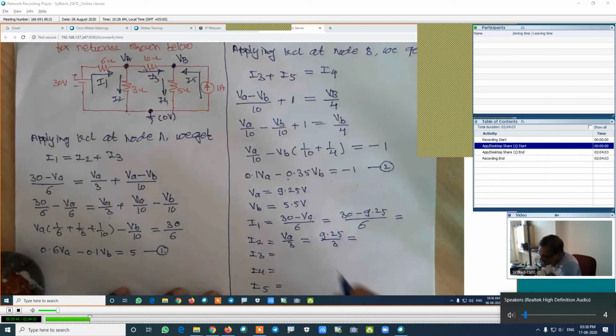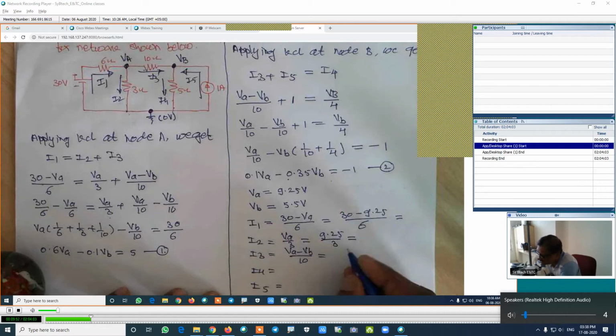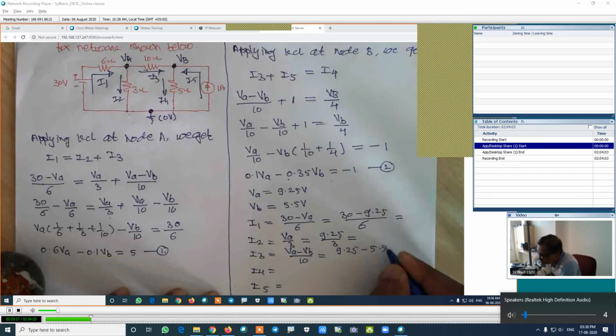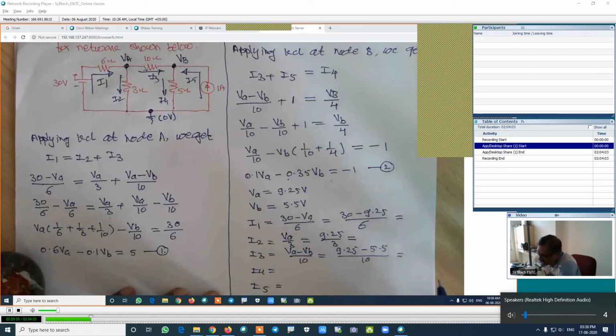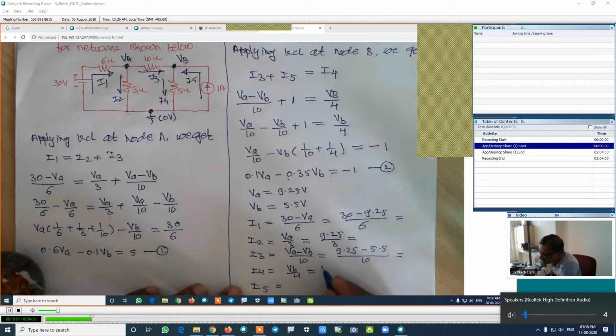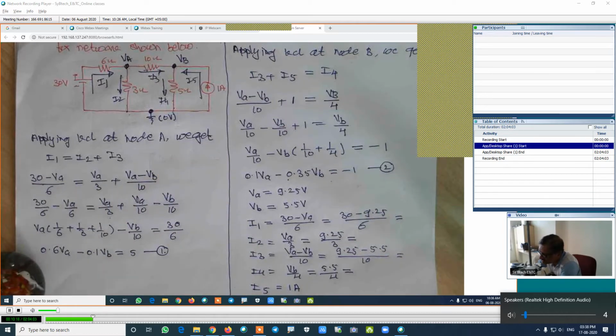I3 is VA minus VB divided by 10, which is 9.25 minus 5.5 divided by 10, this value. Then I4 is VB upon 4, which is equal to VB is already known, which is 5.5. This is 5.5 divided by 4, find out its value. And finally, I5 is already known, which is 1 ampere. That's why no need to calculate the value of I5. Otherwise, you will calculate, you will get the same value. This is right. Now, I am expecting the answers from your side.